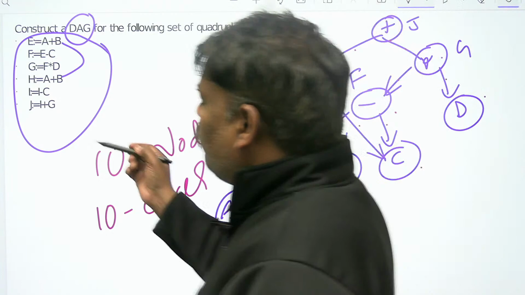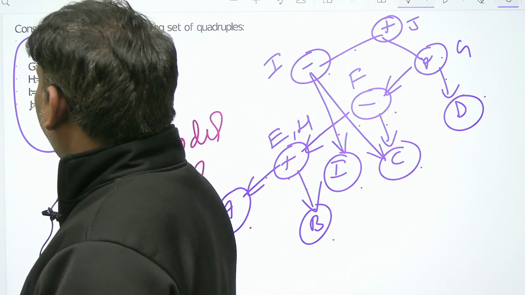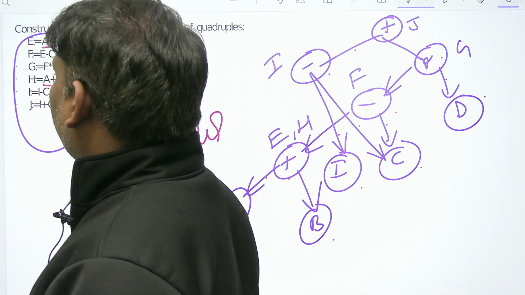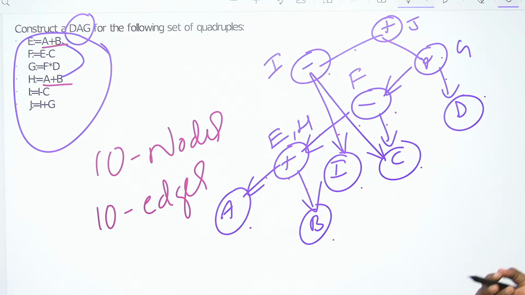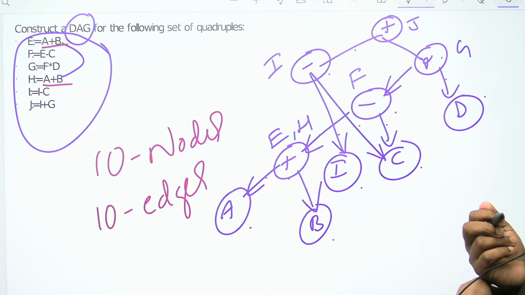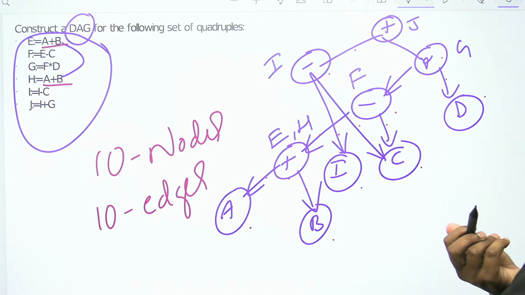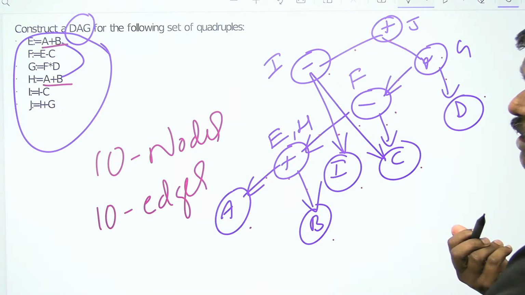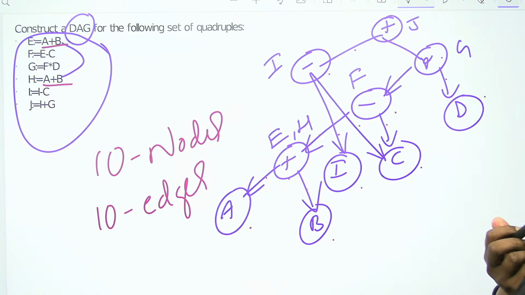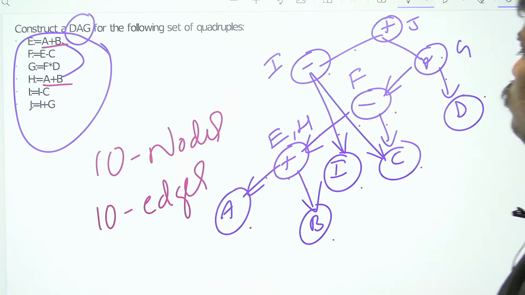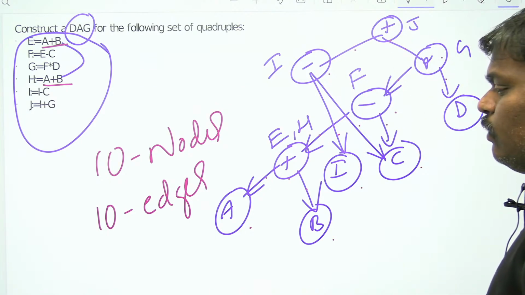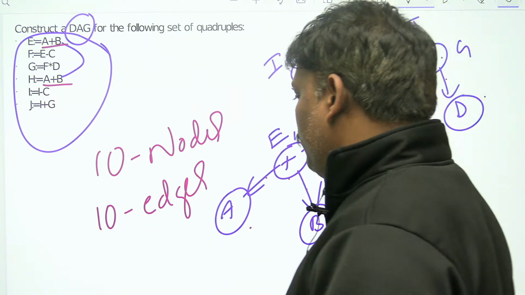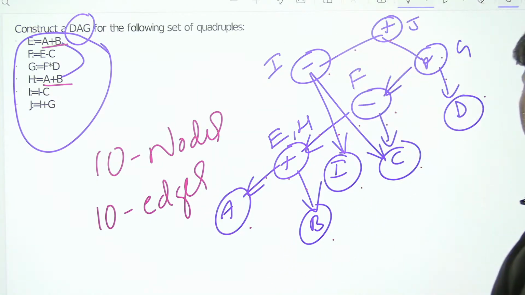Whenever someone asks you DAG, please identify anything common. Only one common here. Instead of doing blindly, when you don't have any idea, then do blindly. When you verify, if you find something common, please do like this. You may get DAG in the exam. Please be careful.